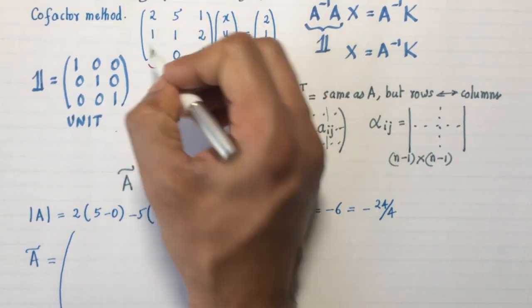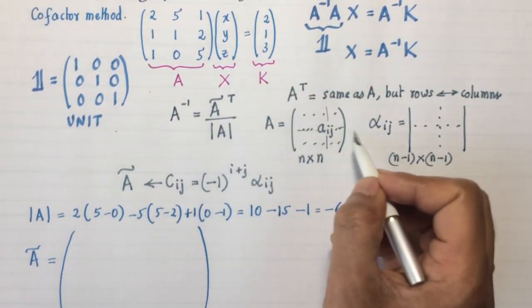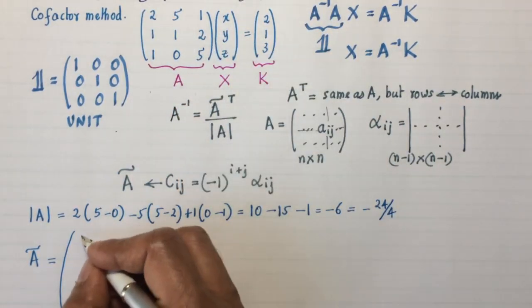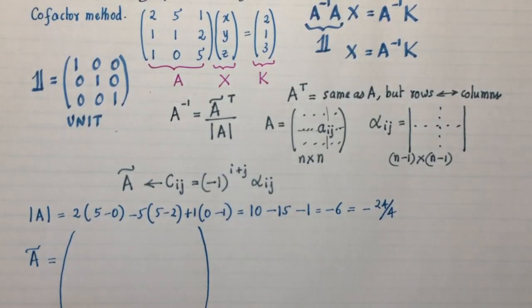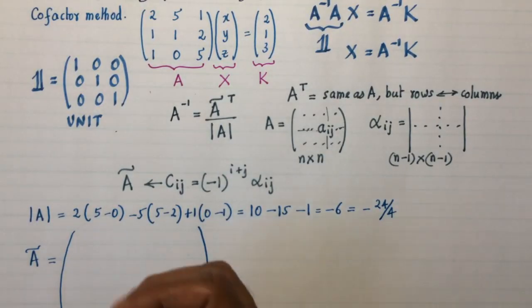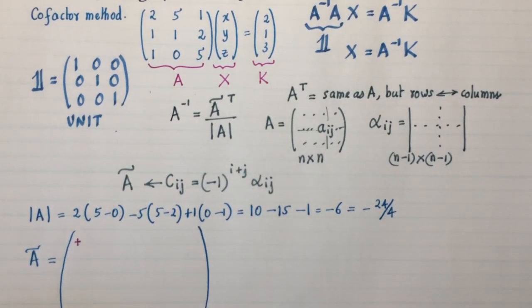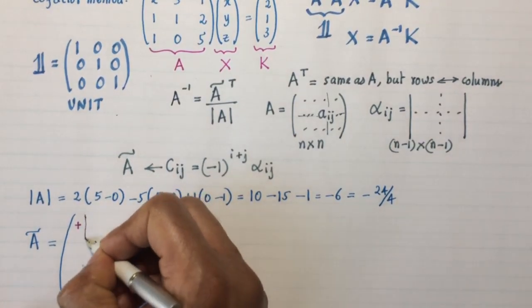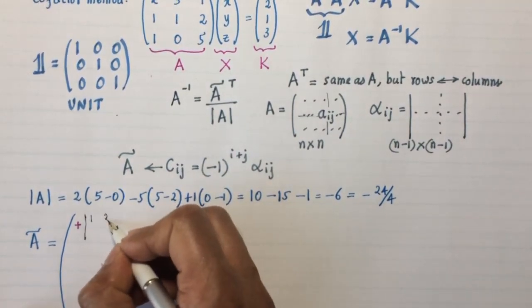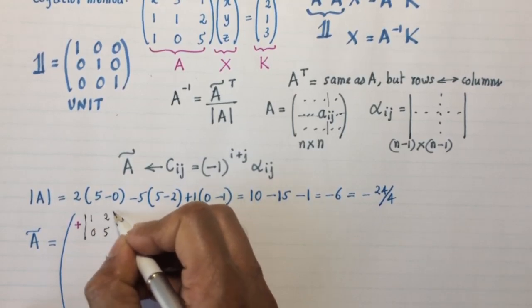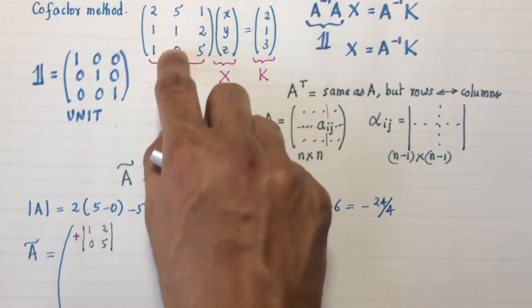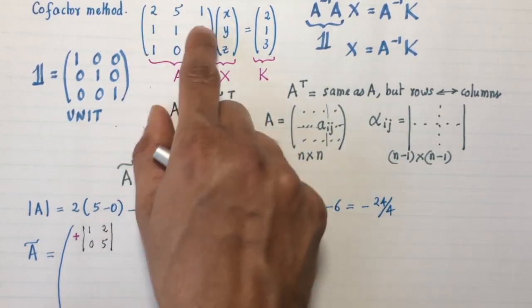This is killed, this is killed. Remember, whatever this controls is killed. What's left over is just this part. And that comes with a plus sign. The signs I'll write in a different color so you can understand the sign convention. The cofactor of 5, that gets killed, so 1, 1, 2, 5.